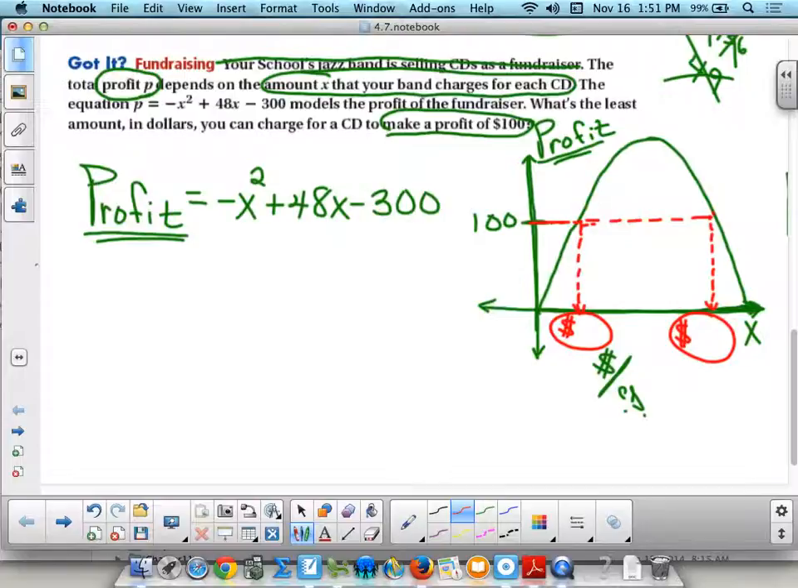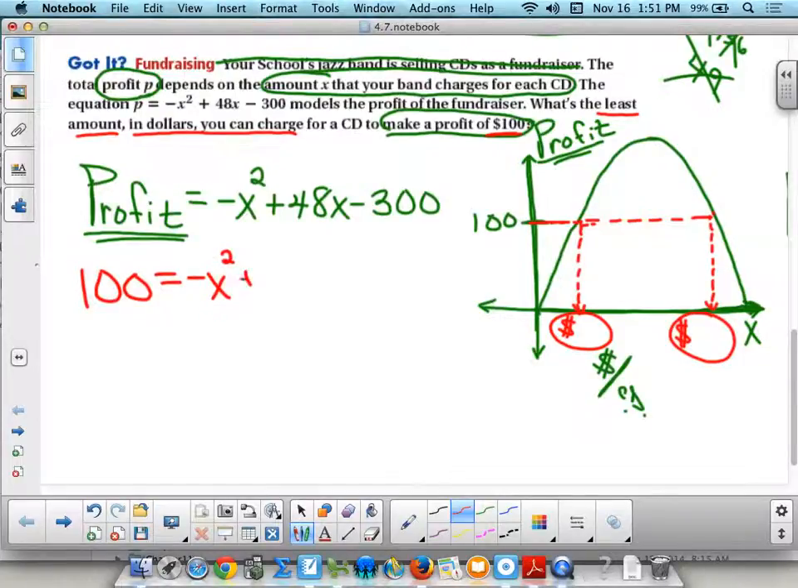Look, both of them. What's the least amount in dollars you can charge? They want the first one. They don't want the expensive one. So when you do the quadratic formula, you'll get two answers. Throw which one out? The higher one. Okay, here we go. You ready? How much money do you want to make? What's your profit? $100. It says it right here. Let's make 100.